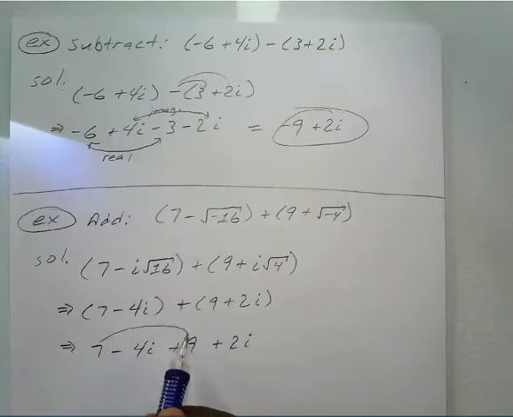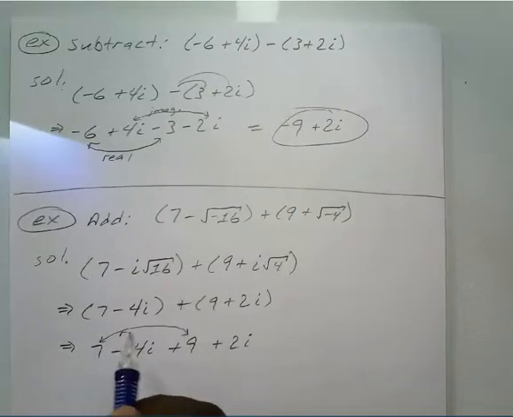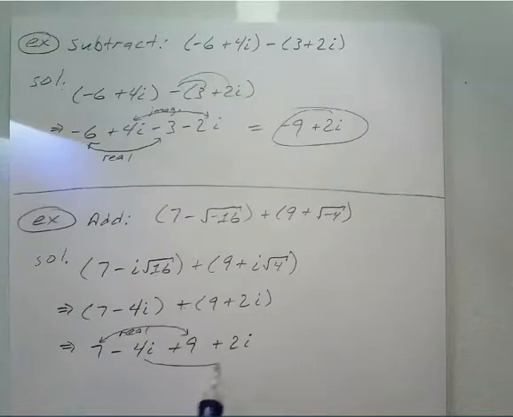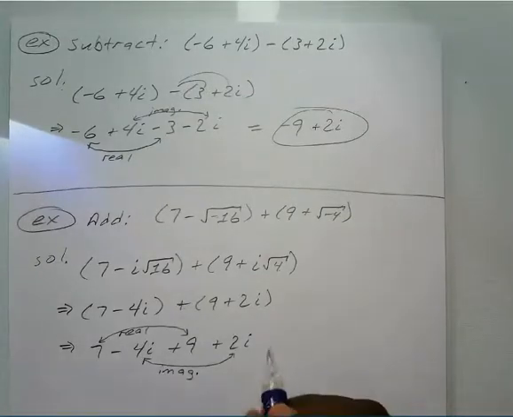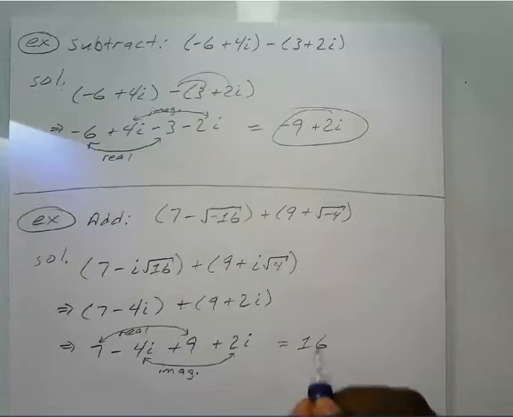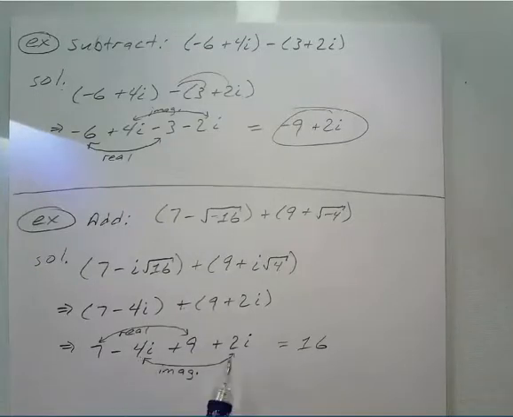And again, we combine our real parts to real parts and our imaginary parts to imaginary parts. So 7 plus 9 is 16, and negative 4i plus 2i is negative 2i.